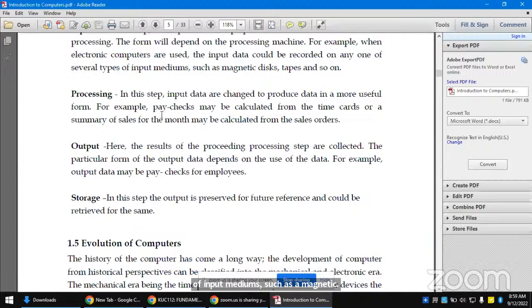In this step, input data are changed to produce data in a more useful form. For example, paychecks may be calculated from the time cards, or a summary of sales for the month may be calculated from the sales order.